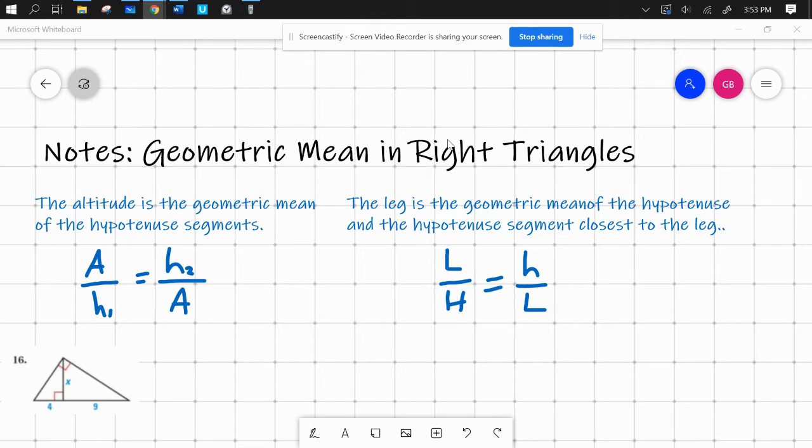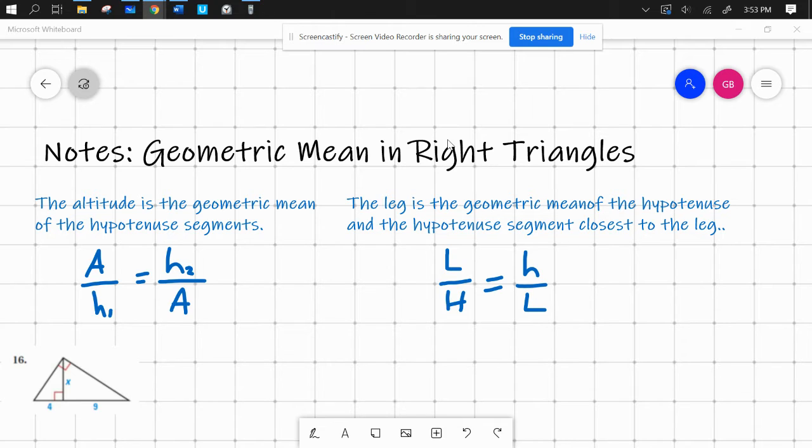Hi everyone. Many of you were having trouble with practice number 5, so I'm going to show you a different way to solve those problems using geometric mean and right triangles. And as you can see, there's a couple of different formulas. The first one is for altitude.